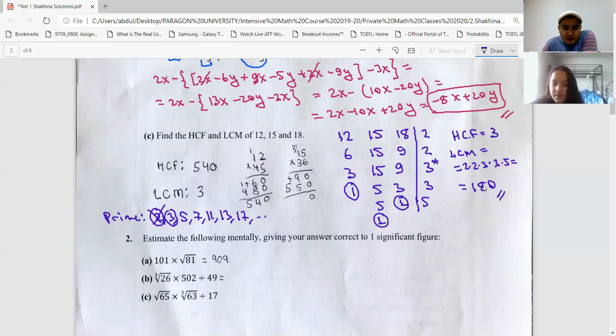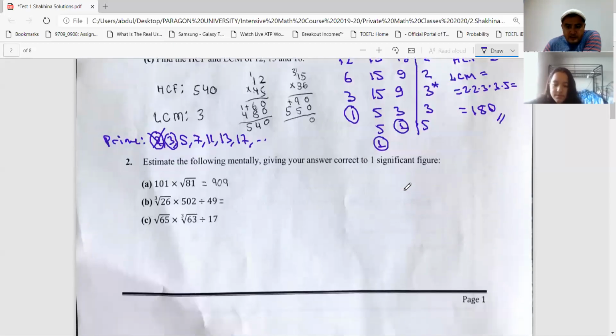So, Shahina, look, now here, least common multiple is 180, and highest common factor is 3, right? And you need to practice this. Maybe I can show you some examples about this. This is how we find highest common factor and least common multiple. Okay, I may show you some examples, but again, I will give you another test. All right, it's clear, right? Yeah. Next question.